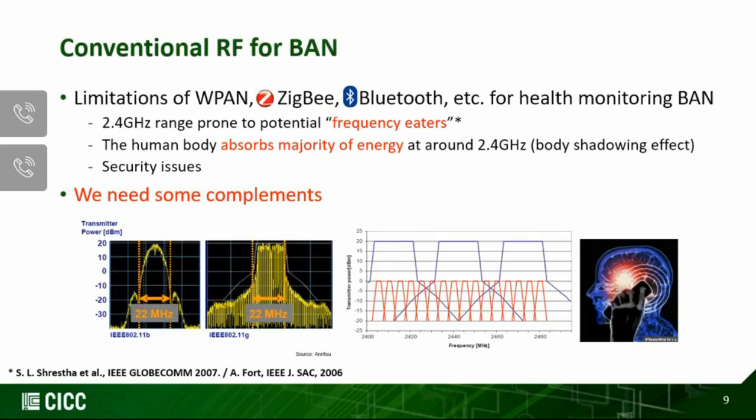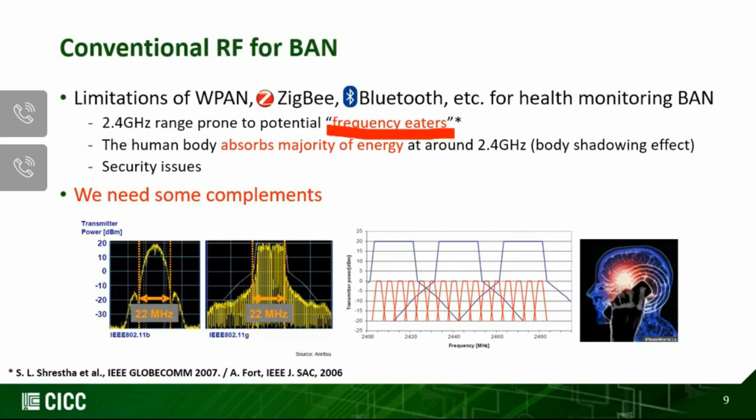But there's a big issue with the conventional RF-based band. One of the limitations of WPAN, Zigbee, Bluetooth, and so forth, all of which are based on RF, is having some fundamental limit on health monitoring bands. The first thing is that 2.4 gigahertz in particular is very prone to potential frequency eaters. I say frequency eaters because the human body actually works as a blockage, unfortunately, for the gigahertz region.